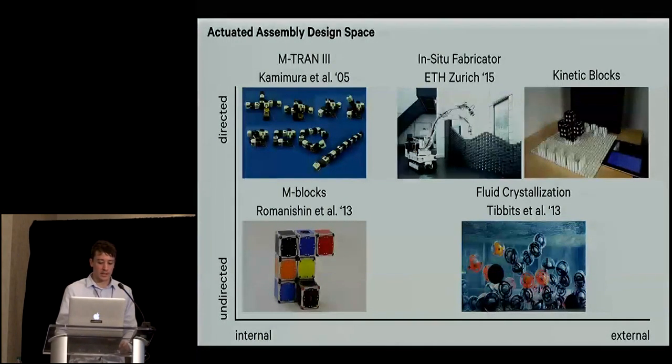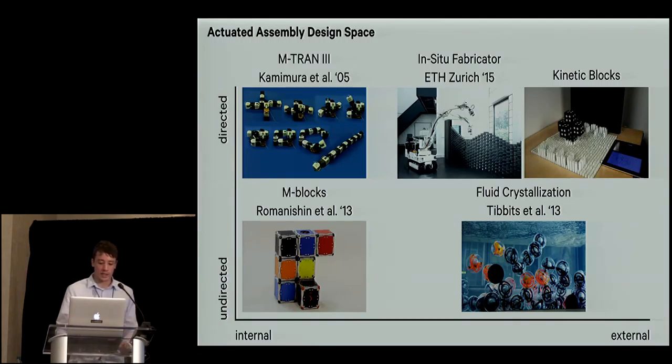If we look closer at the vast research space of actuated assembly and the types of actuation energy, we can divide the field into four areas. Either the actuation happens from inside the building block itself, or from the outside, which you can see on the x-axis. And we can see that the actuation energy itself can be either undirected or directed, as it is in our kinetic blocks, which you can see on the y-axis. We can see that actuated assembly with shape displays presents a design space that is also shared with robotic arms.